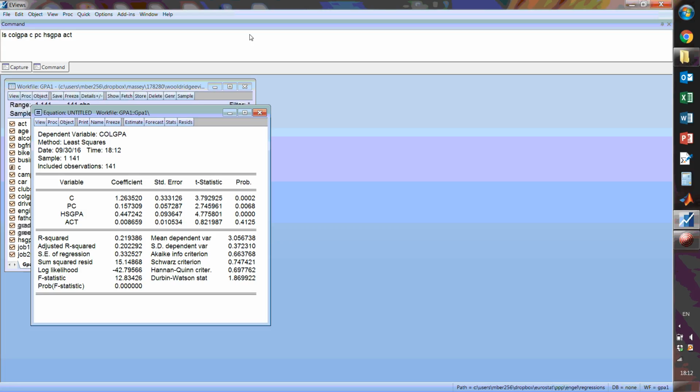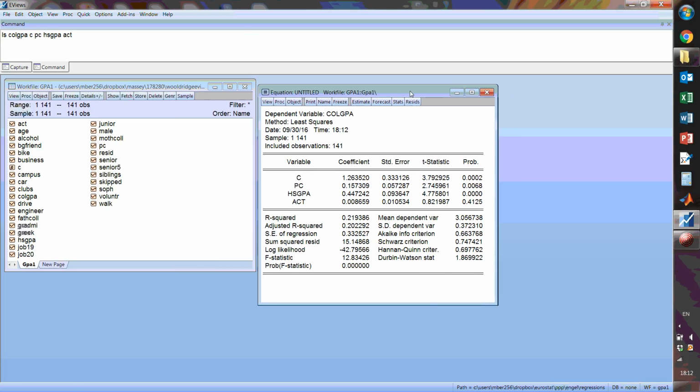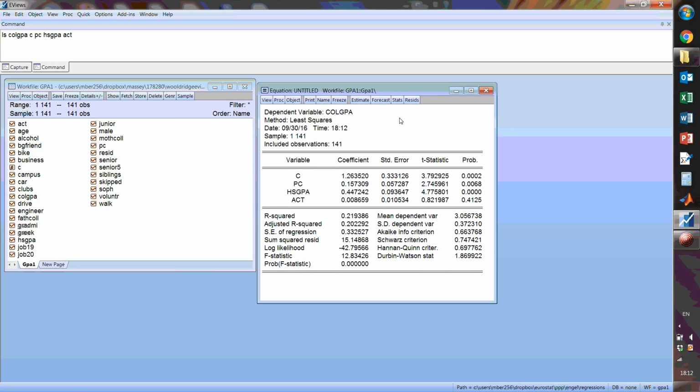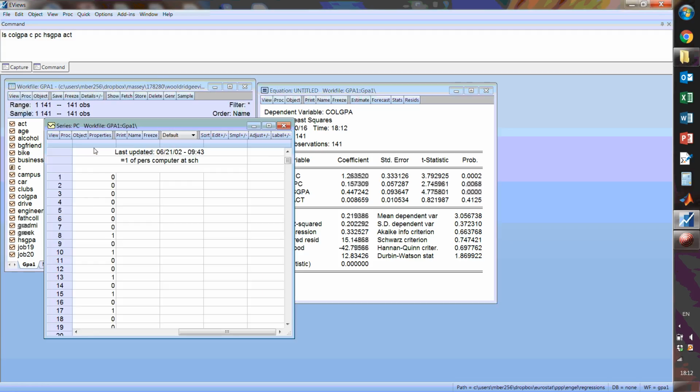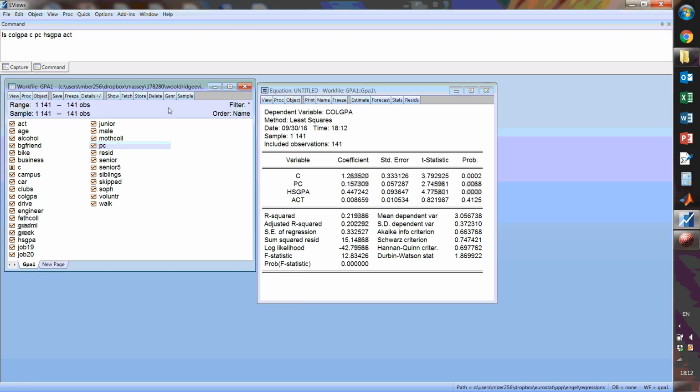So I run it, and this is a regression which estimates the predictability of college GPA, or the effect on college GPA of a number of variables. The first one is computer ownership, so the PC ownership. As you can see, the PC ownership variable is present here, and it's a dummy variable. The dataset that I'm using is GPA1 from Wooldridge, which is available on Stream and also on Wooldridge's webpage.